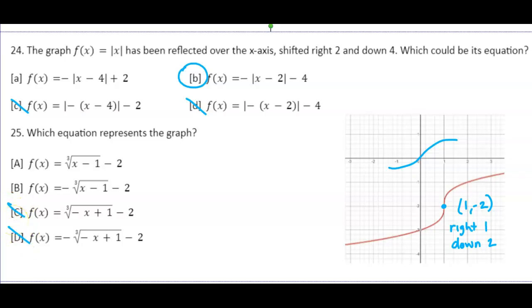If it went down 2, we should have minus 2 on the outside, which could be A or B, but notice B has a negative in the front, and we said before, if this is the original orientation of the parent function, which is the same as this new function that's been shifted, there has not been a reflection. So it cannot be B. For that reason, it is A.